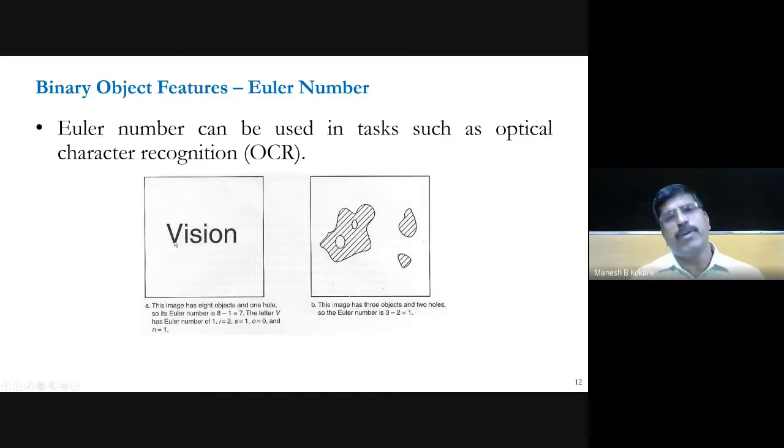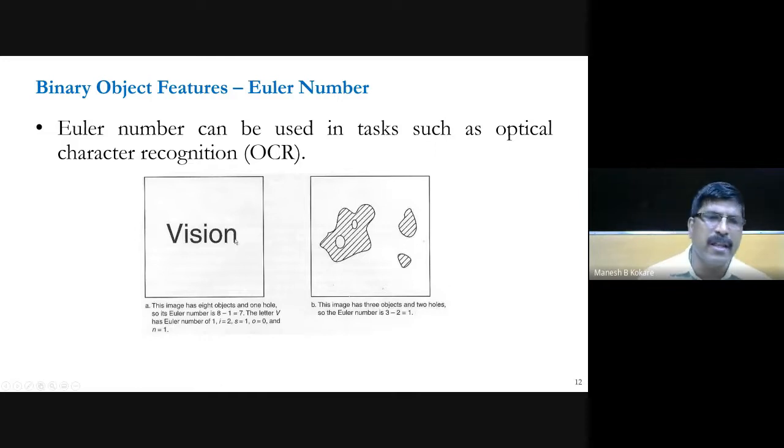Or you can individually obtain the Euler number of each letter also. For V, what is the Euler number? The Euler number for V is 1, because the number of connected components is 1 and the number of holes is 0. So 1 minus 0 is 1. For I, the number of connected components is 2 and the number of holes is 0, so for this I, the Euler number will be 2. For S, again it is 1. For I, 2. And for O, what is the Euler number? Number of connected components 1 minus number of holes 1, so the Euler number for this O will be 0. 1 minus 1, that is 0. For N, the number of connected components is 1 and holes is 0, so it will be 1.